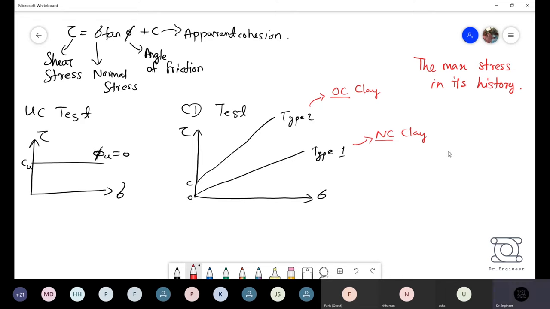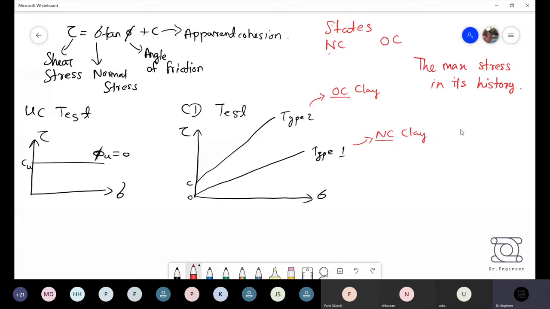So actually that is not a different type of clay, okay? OC clay does not mean a different clay, and NC clay does not mean a different clay. It is not like montmorillonite and kaolinite, two different types of clay. These are two different states, like liquid and gas. One is the NC state and the other is the OC state. Just two situations, not types of clay. So don't get confused in that.